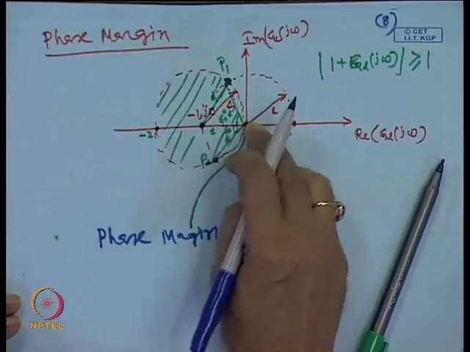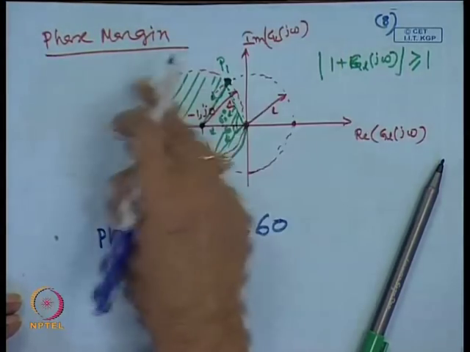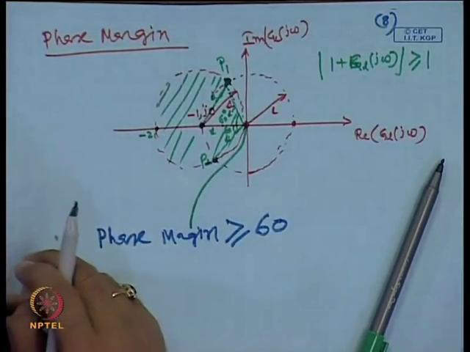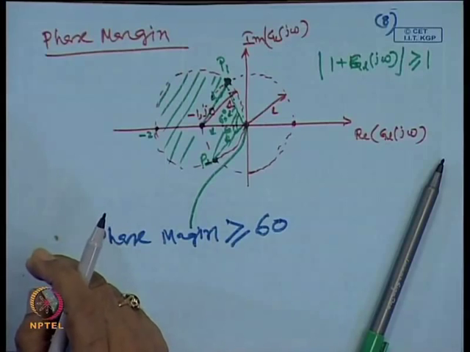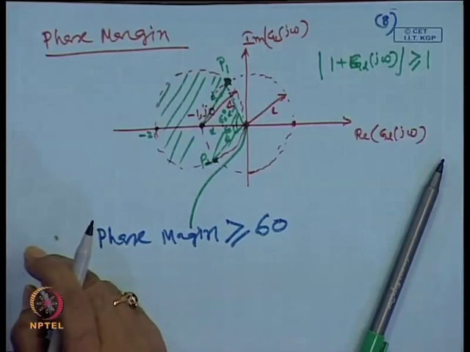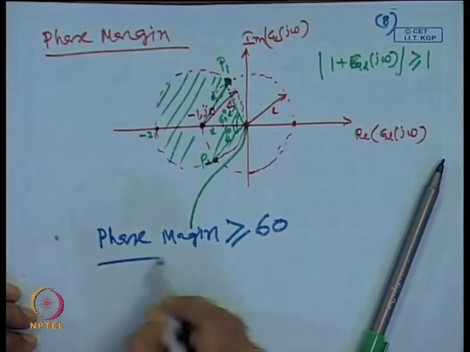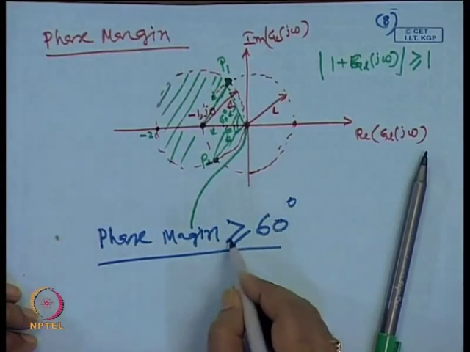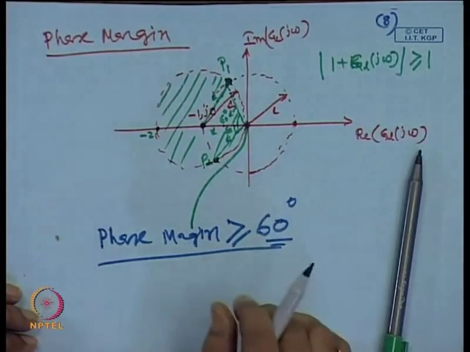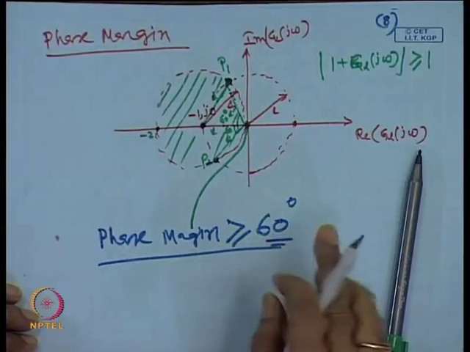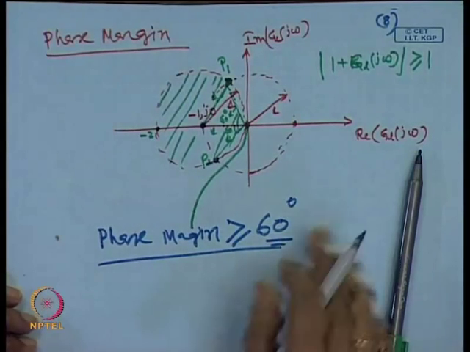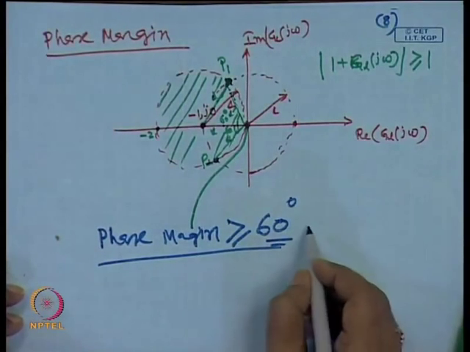enter this region. If it could enter here, then it would violate our condition, which we derived from the algebraic Riccati equation. And the algebraic Riccati equation comes from the design of the LQR controller. So, our phase margin will be greater than or equal to 60, at least 60. It may be more than 60. So, this is the phase margin of this one.